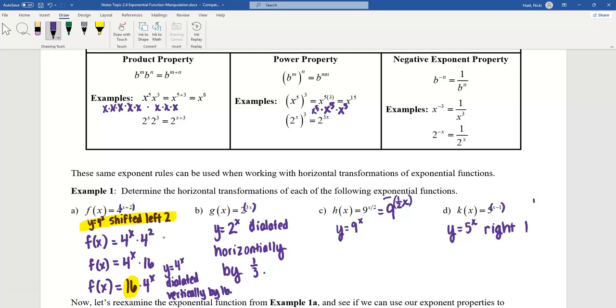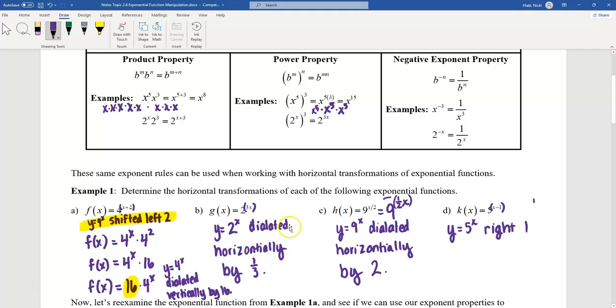So this is y equals 9 to the x power dilated horizontally by a factor of, the 1/2 has to get flipped here. It's going to be 2/1, which is, of course, just 2. So that's just a review on transformations, right? So we were supposed to be just reviewing. I went way too far on A.